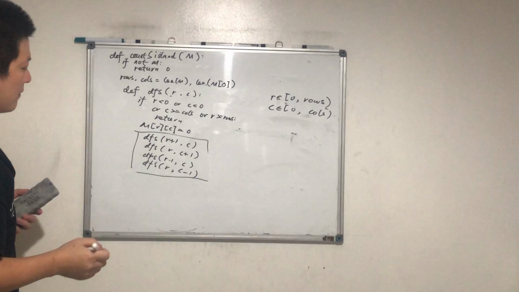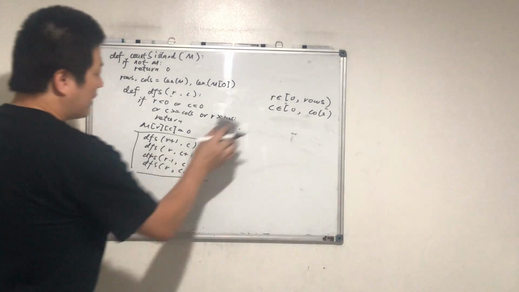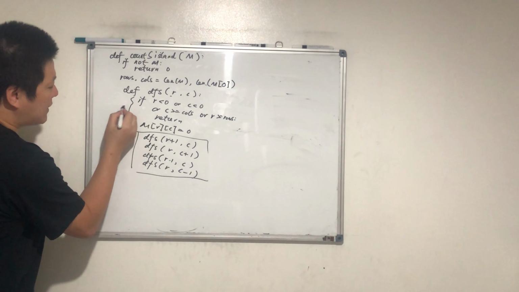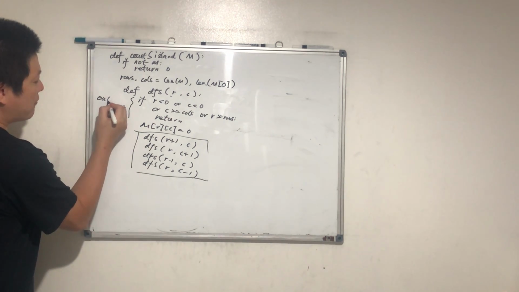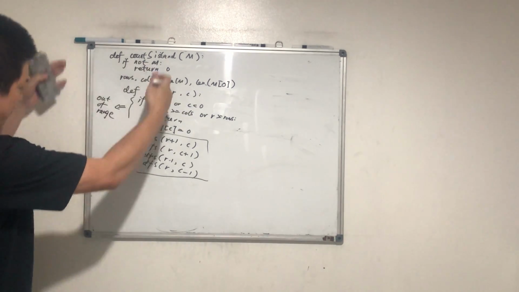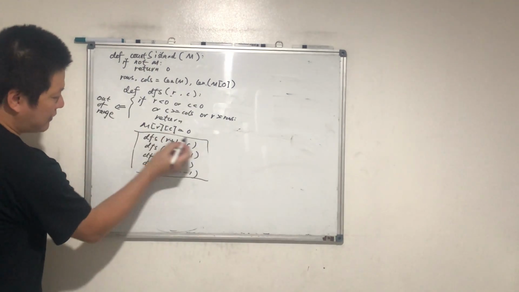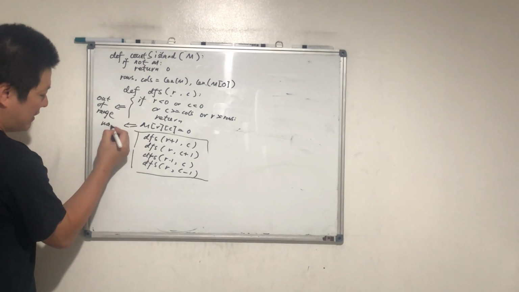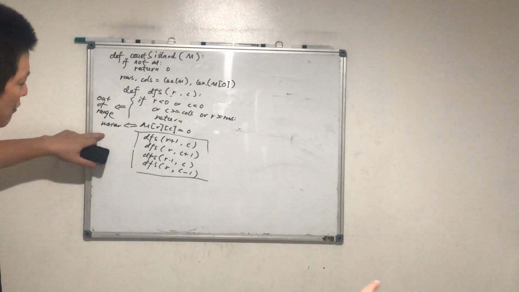That's just like a tongue twister. Okay. Look at it. When is this? What does this mean? Out of range. The coordinate, the R and C, is out of the board. And then I mark it as visited. I mark it as 0. Mark it as water, okay? I want to depth search, I want to mark it water.